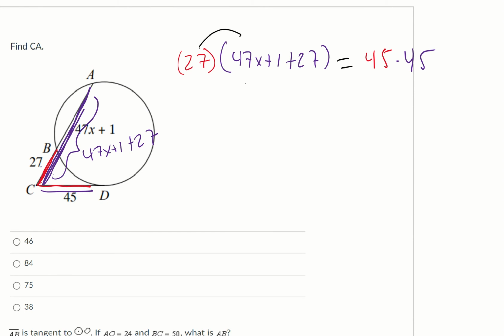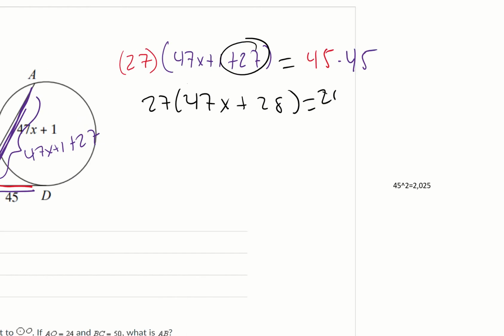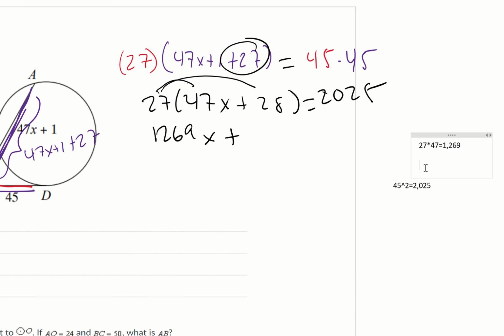So we distribute this, of course, we combine like terms. So let's combine this, and then we'll distribute. So we got 27 times 47x plus 28. Then we got 45 squared, which we can do here. So it's 2025. Then we can distribute this. So we got 27 times 47, 1269x plus, and then we got 27 times 28, which is 756. And then we solve for x. So we subtract 756 on both sides.